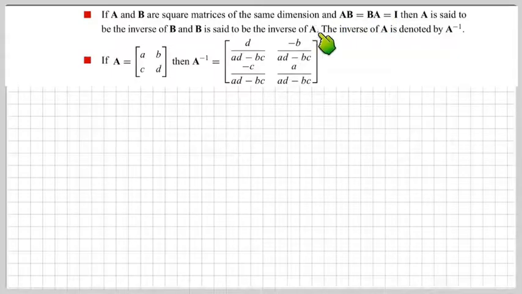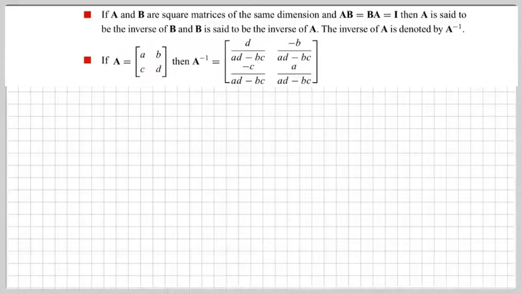Now, the inverse of A is denoted by that little thingy there. It looks like A to the minus 1, but it's the inverse of A. Now, this is how you get the inverse. You reverse the A and the D, and you minus the B and minus the C, and you basically divide every entry by what's called the determinant. The determinant is AD minus BC, okay?